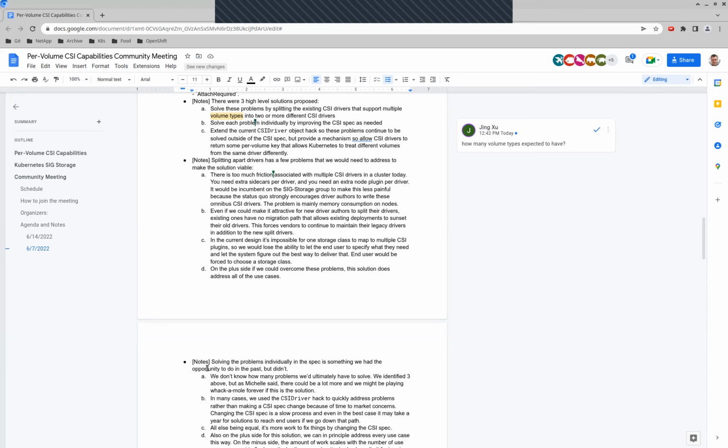Well, it's complicated. The answer is, first of all, it's just too expensive from a runtime perspective to have 3 copies of your driver running, right? It takes 3 times the memory, it's 3 times the pods.